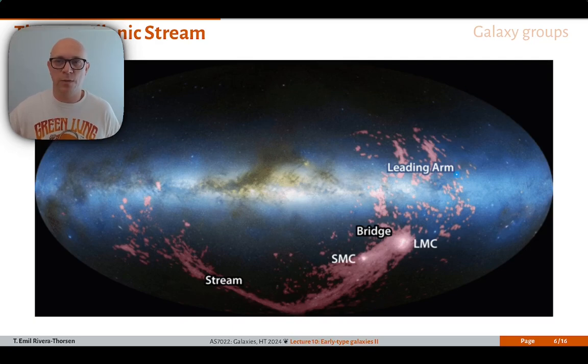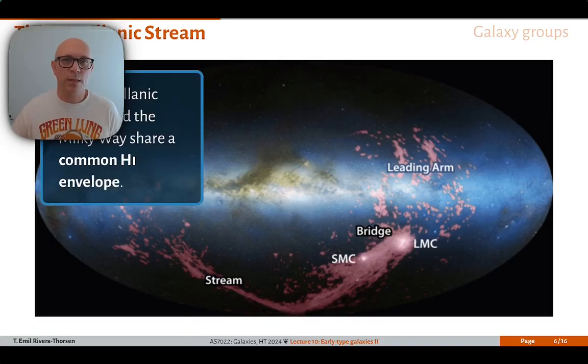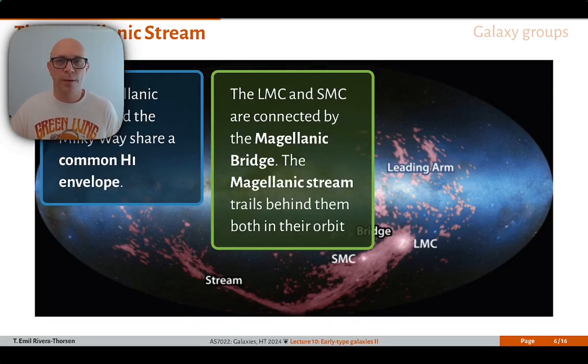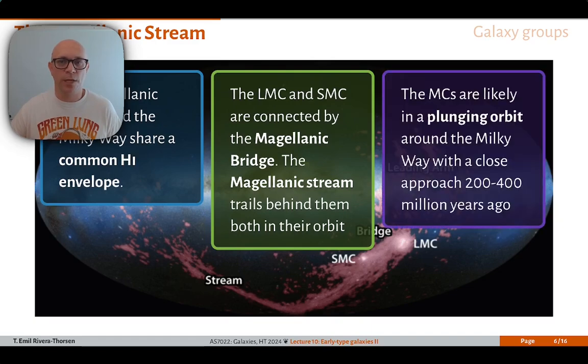There's also this thing here called the leading arm. So there is some of the gas actually running ahead of the main mass of the galaxies on its way to plunge into the Milky Way disk again. The Magellanic Clouds and the Milky Way share a common H1 envelope. The Large and Small Magellanic Clouds are connected by the Magellanic Bridge, and they have the Magellanic Stream trailing behind them in their orbit, and also have this leading arm in front of them. And as I said, the Magellanic Clouds are likely in a plunging orbit around the Milky Way, with the latest close approach being about 200 to 400 million years ago.